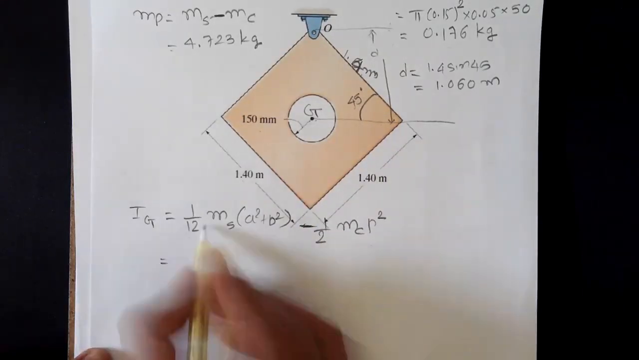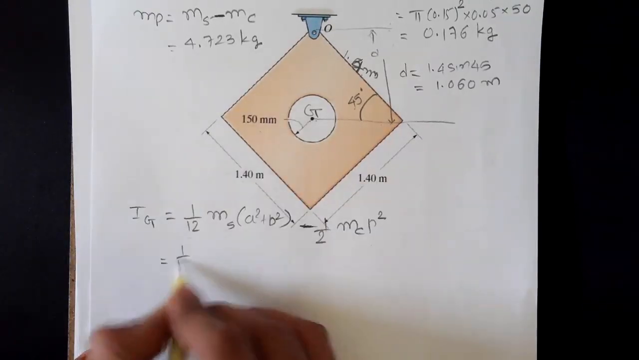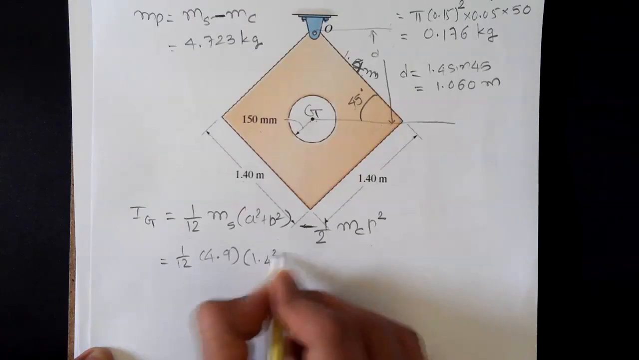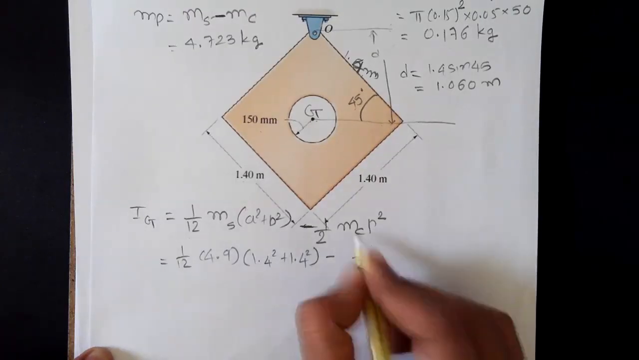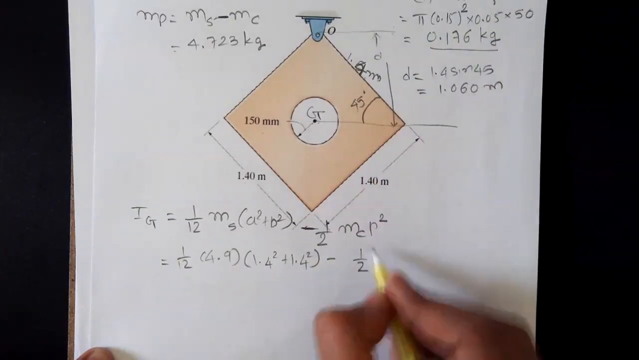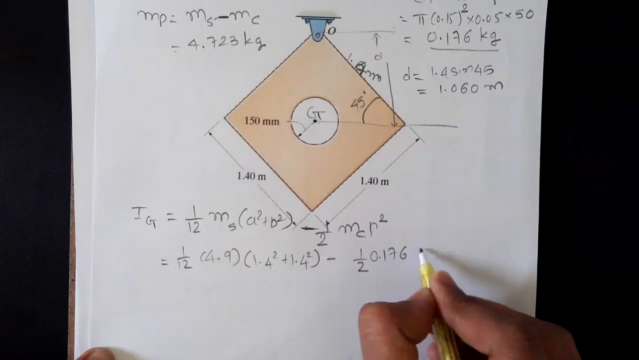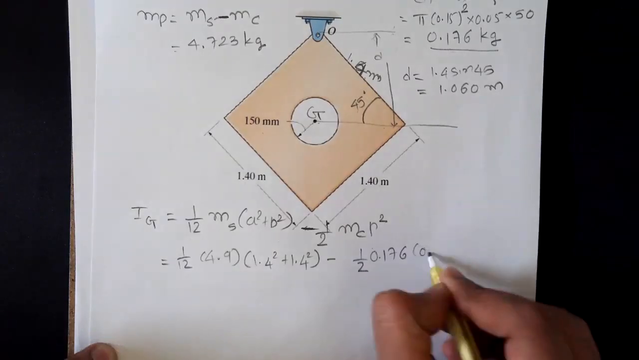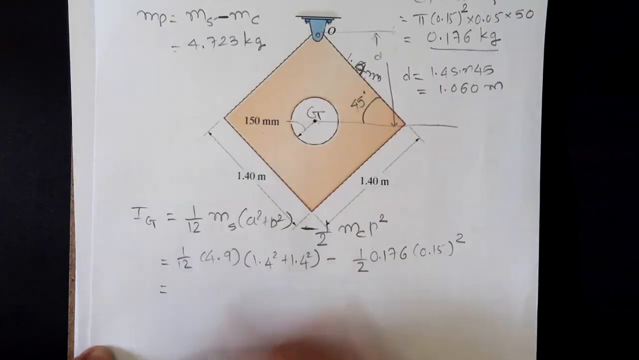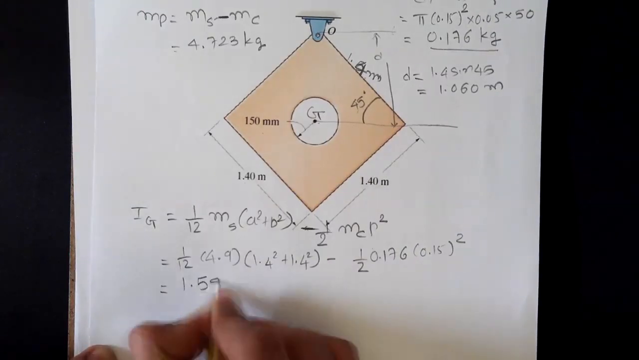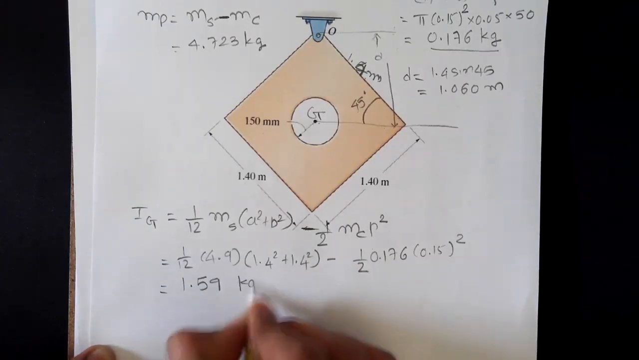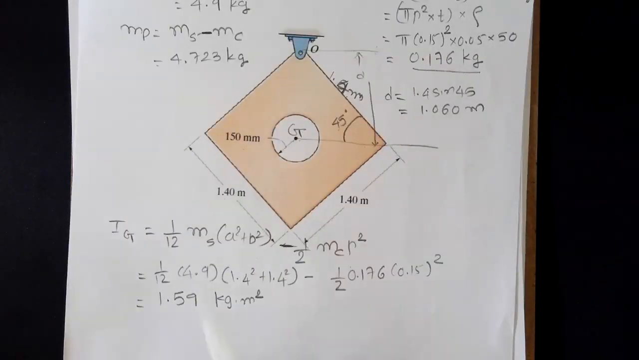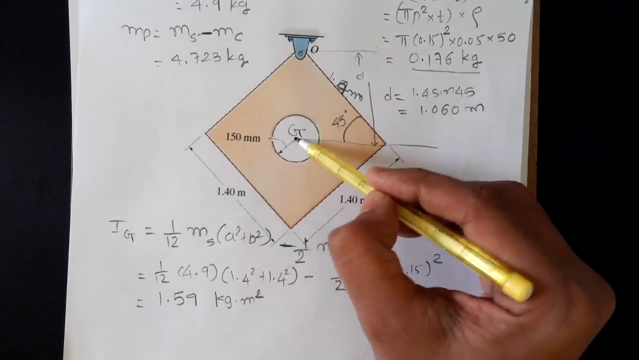When you substitute all these numbers, that is 1/12, this mass is 4.9, a squared plus b squared is 1.4 squared plus 1.4 squared, minus 1/2, this is for the circle, so its mass is 0.176, and its radius is 0.15, so 0.15 squared. When you solve this equation, you get a moment of inertia of 1.59 kilogram meter squared. That is the moment of inertia of this entire plate if it is being rotated about G.